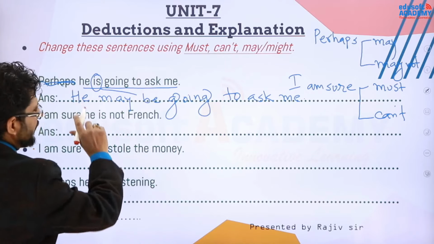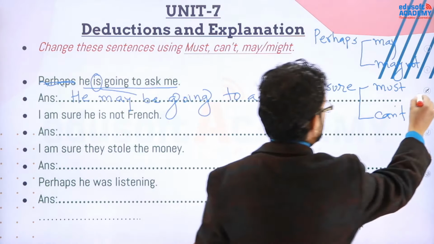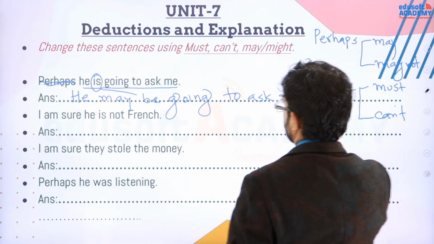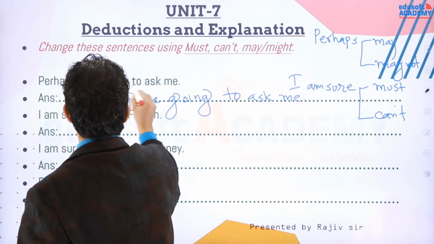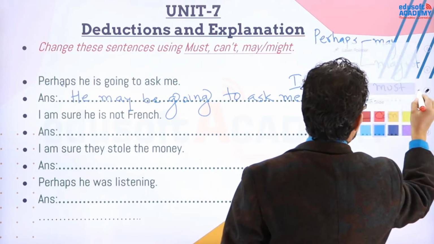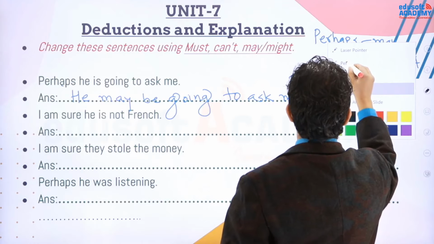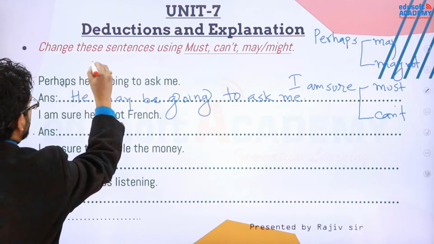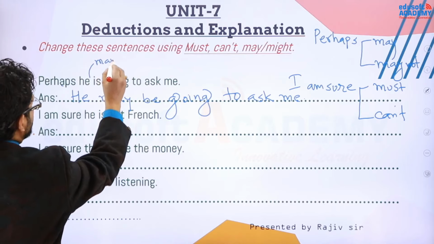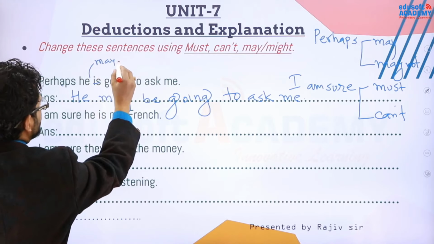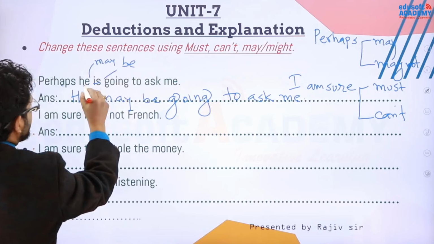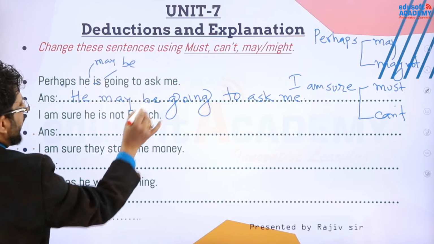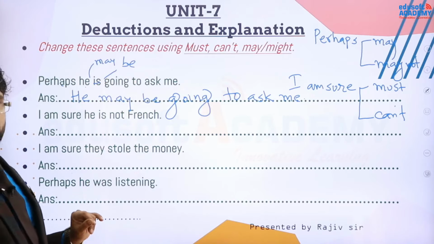We can easily write that answer even in questions. We can write it. I ask you to write it here. Perhaps is here, so that's why we are going to write may or may not. "Is" changes into be. Now read, he may be going to ask me.